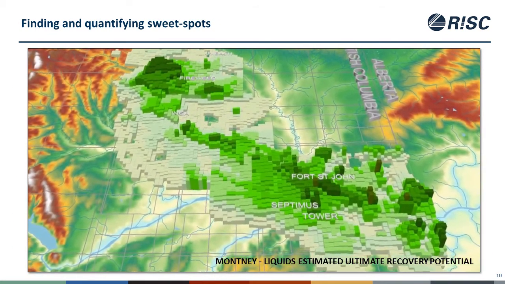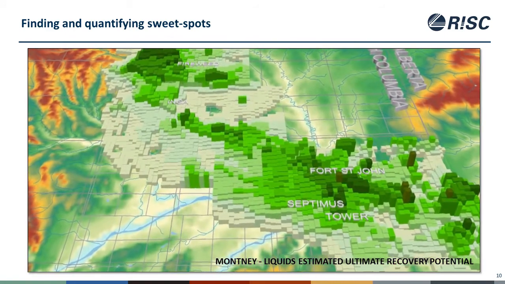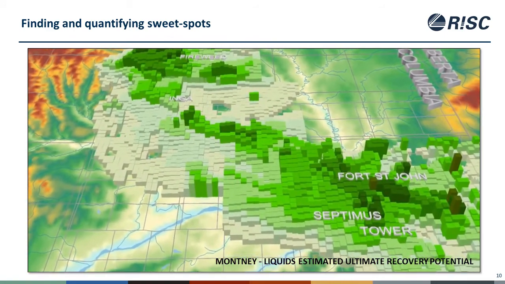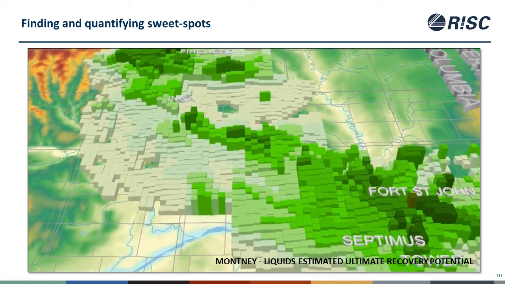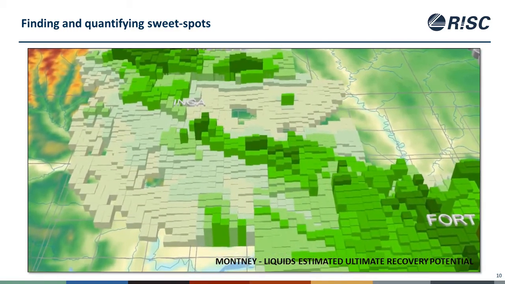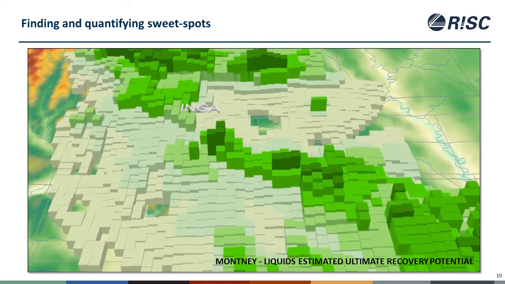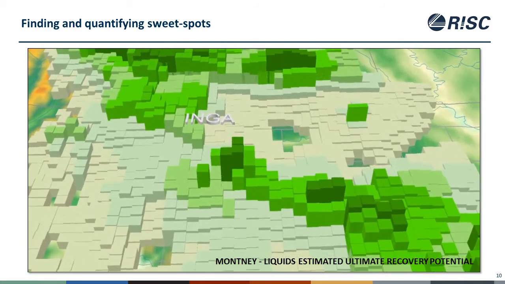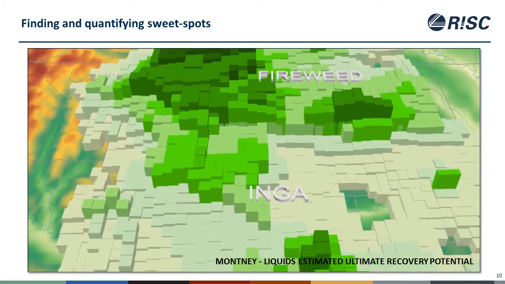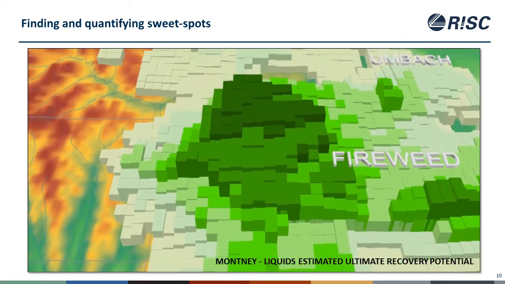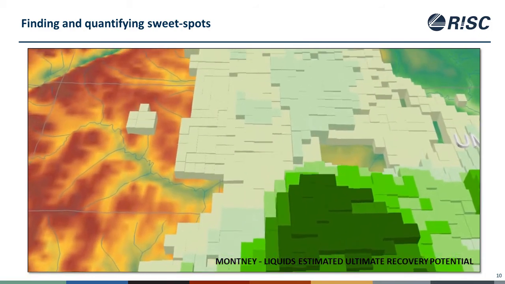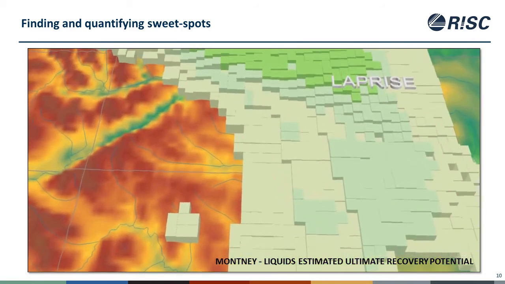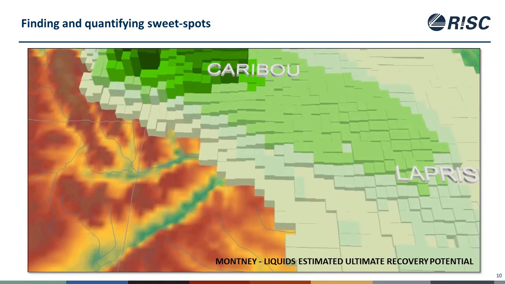So one of the key products we get out of this is a section by section quantification of estimated ultimate recovery across the entire unconventional play fairway, in this case the Montney play in Canada. Each section here has attributes behind it linked to the geological characteristics of that cell, allowing us to describe the play and quantify the play in unprecedented detail.